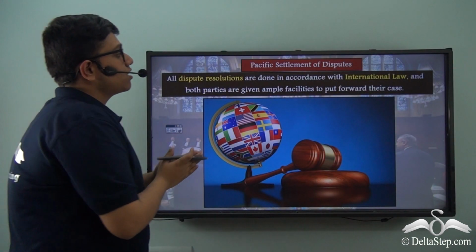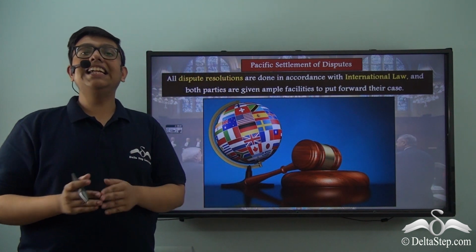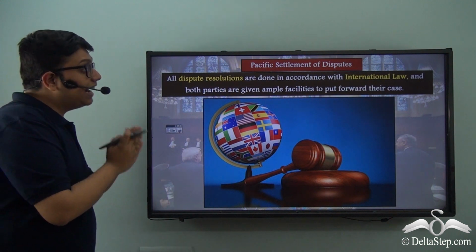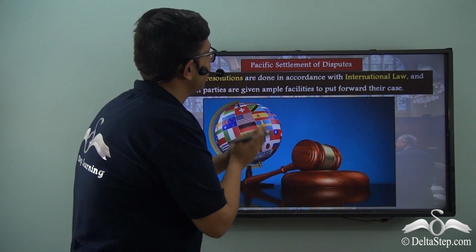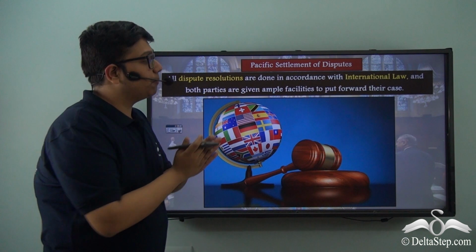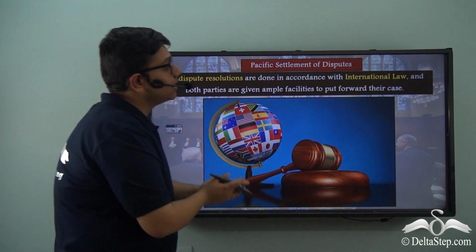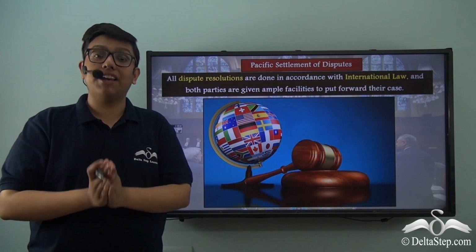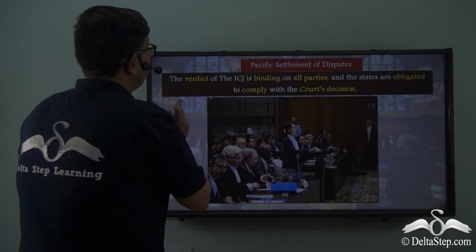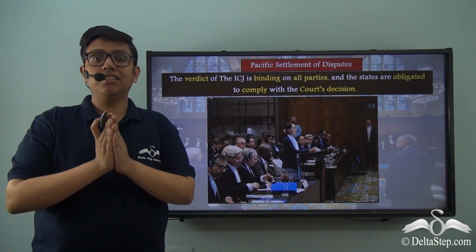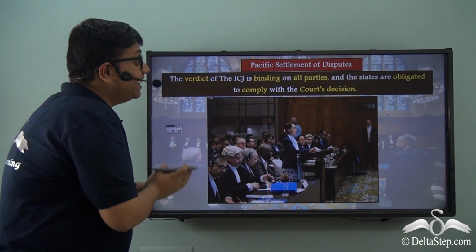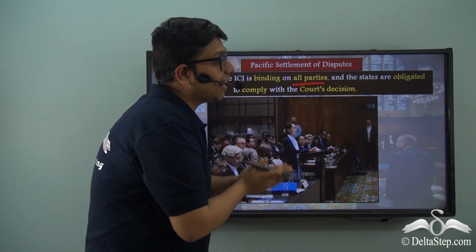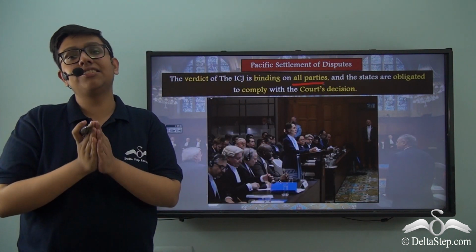Now, as the International Court of Justice is the guardian and interpreter of international law itself, all the dispute resolutions are done in accordance with international law, and in fact both the parties are given ample facilities to put forward their case, so the justice which is served is fair. And the verdict which the International Court of Justice serves is binding on all parties and also all the other states that have ratified the United Nations Charter.